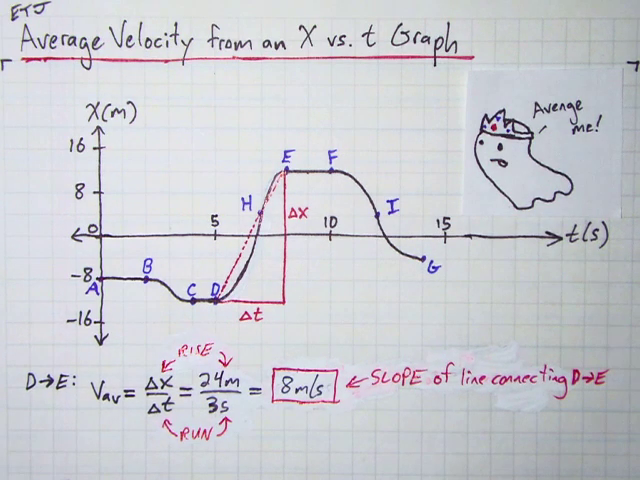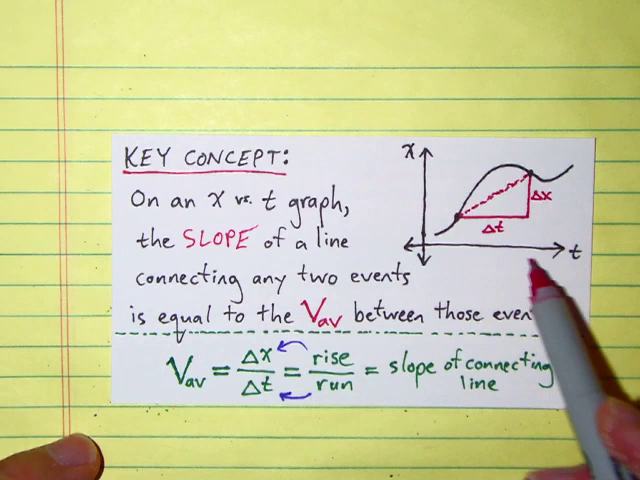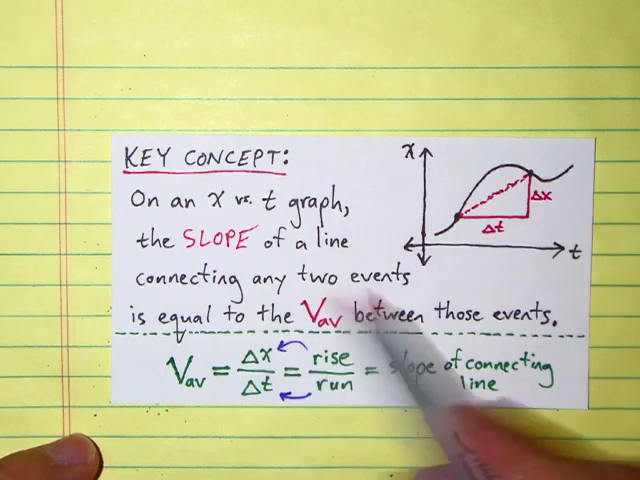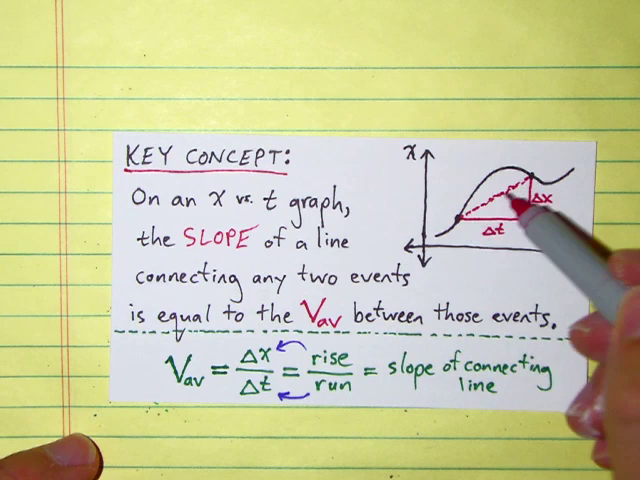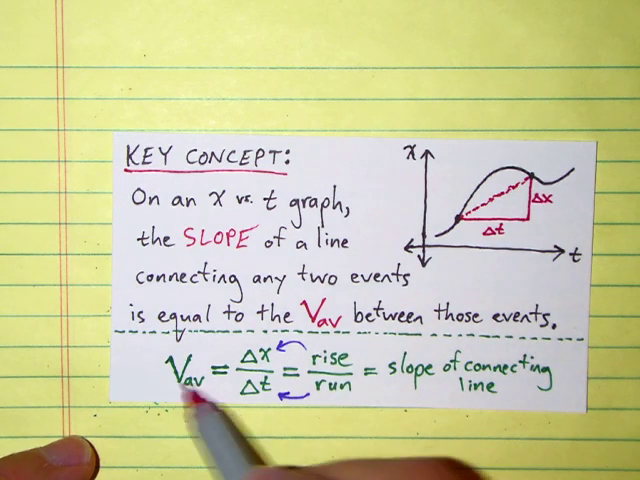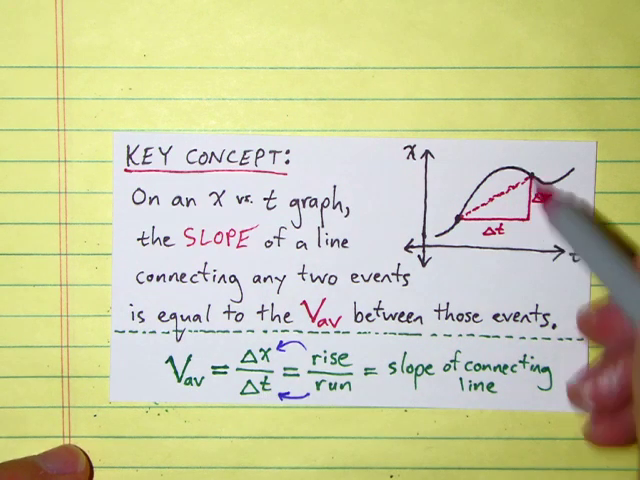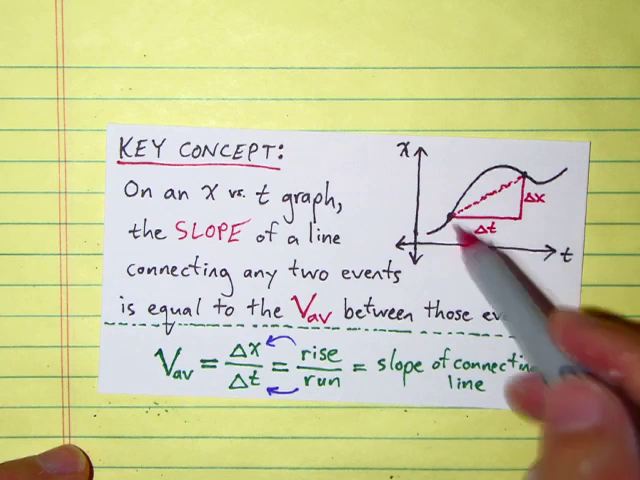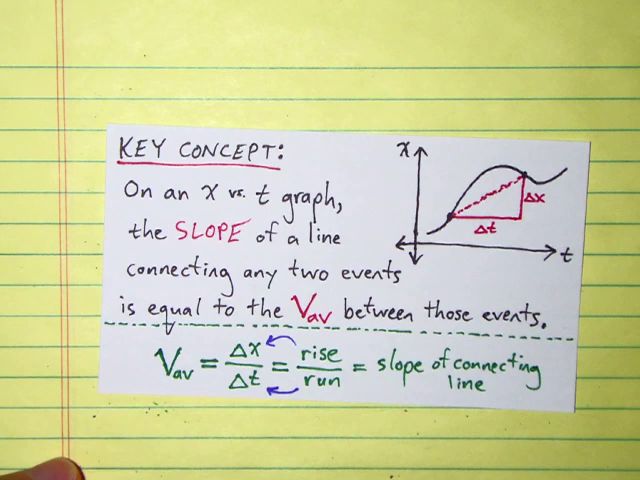D to E. Which brings us to one of our key concepts in kinematics. On a position versus time graph, the slope of a line connecting any two events, such as these, the slope of the line connecting those two events, is exactly equal to the average velocity between those two events. Because we define average velocity as displacement over time interval, as the rise over the run, we're defining average velocity to be identical to the slope of that connecting line.